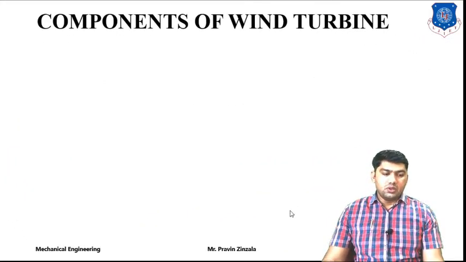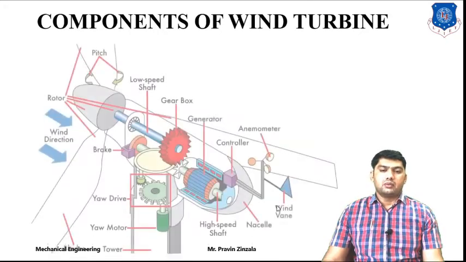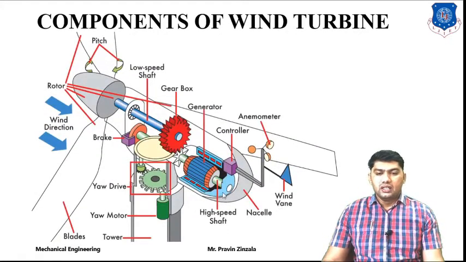Now we will discuss the basic components of a wind turbine. There are many components used in a wind turbine or windmill. The first component is the tower, where the windmill is installed. Then the nacelle, which is the whole housing; all our components are mounted in the nacelle. First of all, wind strikes the turbine blade, which transmits the energy to the rotor. Then the rotor transmits the energy to the shaft, and the shaft transmits the energy to the gearbox.